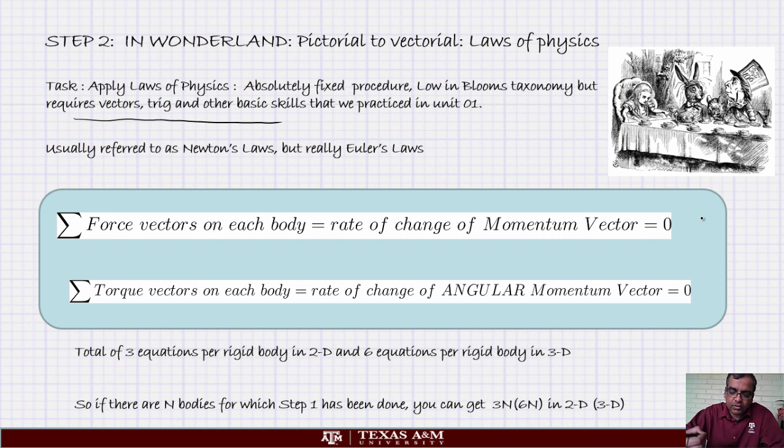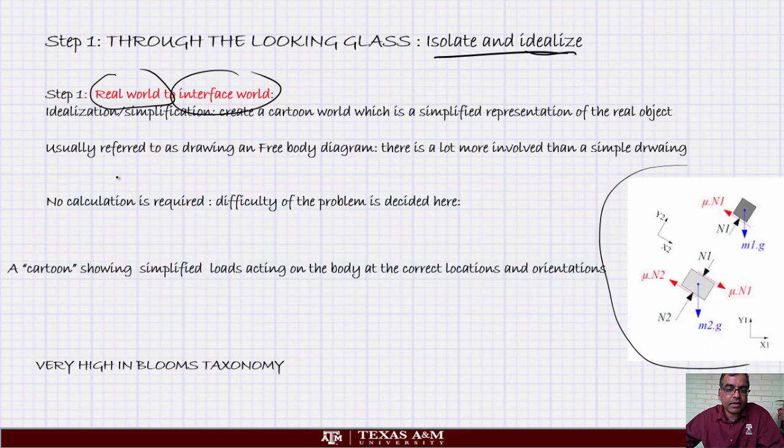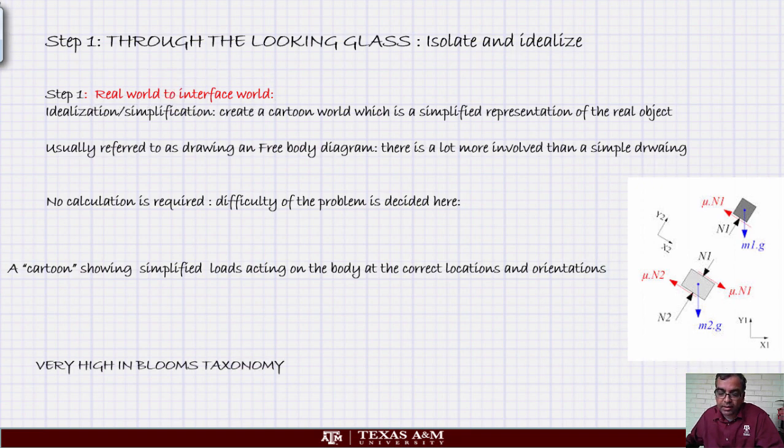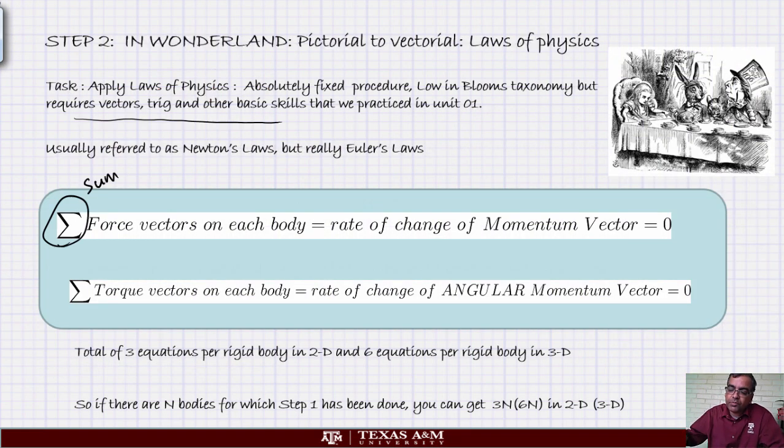The sum of all the force vectors on each body must be equal to the rate of change of momentum vector. Notice I keep saying vector, because this is actually three equations, one in the x, one in the y, one in the z. The sum of all the torque vectors on each body is equal to the rate of change of angular momentum vector. And in our case, because we are looking at statics, they both have to be zero. This will give you three more equations.